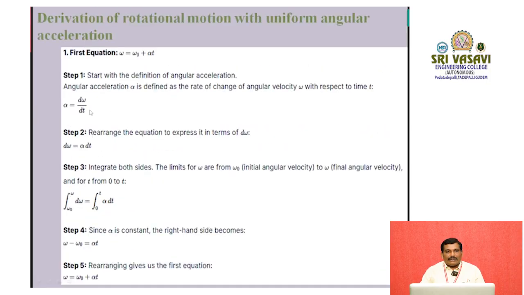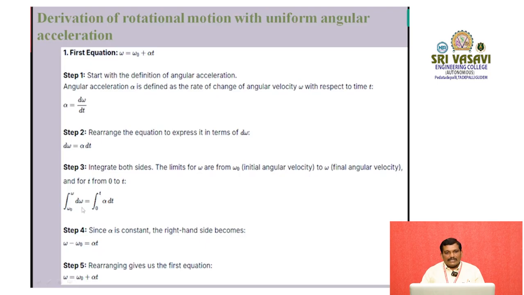Generally, we already learned that angular acceleration is the rate of change of angular velocity. Alpha is equal to d omega by dt. Now, the change in angular velocity d omega is equal to alpha into dt. By integrating on both sides, the lower limit is the initial angular velocity and the upper limit is the final angular velocity. d omega is the change in angular velocity, integral 0 to t alpha dt. Initially the time is 0, and finally the time is t.